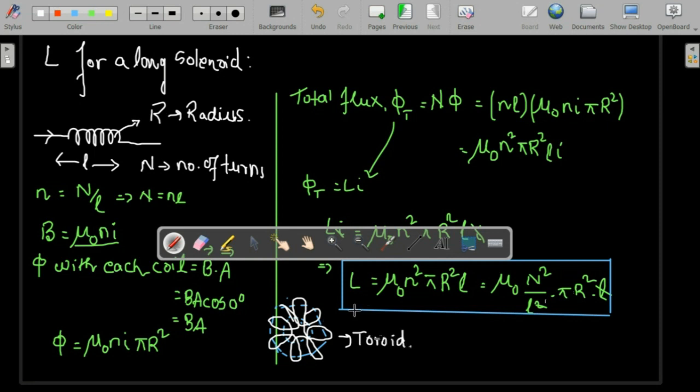Here also we can use the same logic, but then if you want to find out the total length, you have to make it straight. What is the radius of that toroid, take the circumference, and then use the relation.